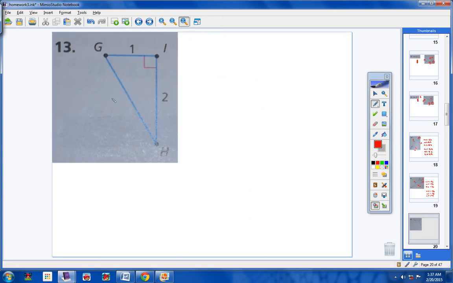Okay, we're going to have to find this missing side right here. Okay, Pythagorean's theorem would be 1 plus 4. I believe it'd be square root of 5. Let's see, 1 times 1 is 1. 2 times 2 is 4. 4 plus 1 is 5. Yes, square root of 5. So, we're going to find the sine of G, the cosine of G, and the tangent of G. And then we're going to find the sine of H, the cosine of H, and the tangent of H. Alright, so here we go.